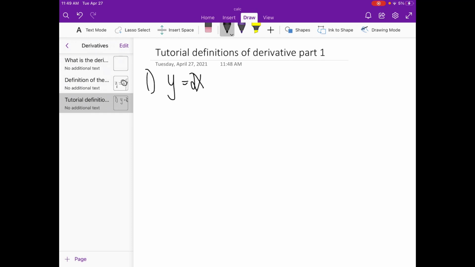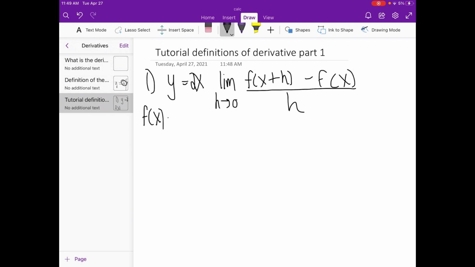Let's find the derivative of y with respect to x of y equals 2x. So let's write the definition of the derivative down. The limit as h approaches 0 of f of x plus h minus f of x all over h. So what do we know? f of x is just equal to y, which is equal to 2x.